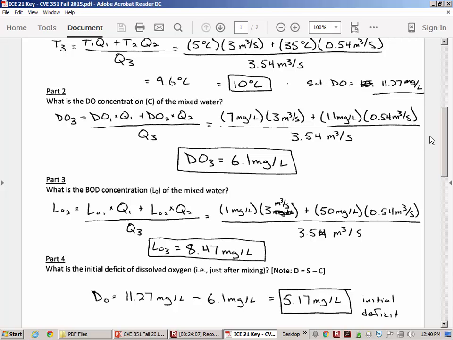Okay, so I've just put the BOD concentration of the mixed water on the screen and the initial deficit after they mix. So the initial deficit and then the BOD after they mixed. Is what 10.1? Part 5?